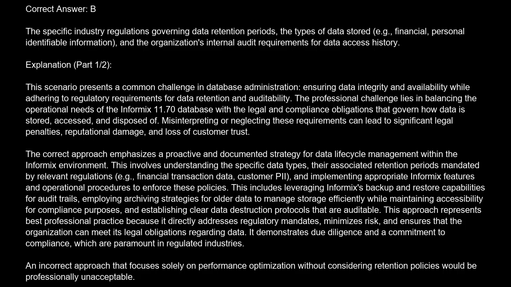The correct approach emphasizes a proactive and documented strategy for data lifecycle management within the Informix environment. This involves understanding the specific data types, their associated retention periods mandated by relevant regulations, e.g., financial transaction data, customer PII, and implementing appropriate Informix features and operational procedures to enforce these policies. This includes leveraging Informix's backup and restore capabilities for audit trails, employing archiving strategies for older data to manage storage efficiently while maintaining accessibility for compliance purposes, and establishing clear data destruction protocols that are auditable.